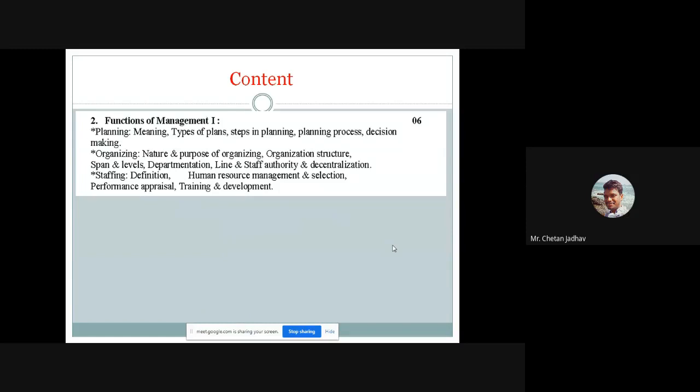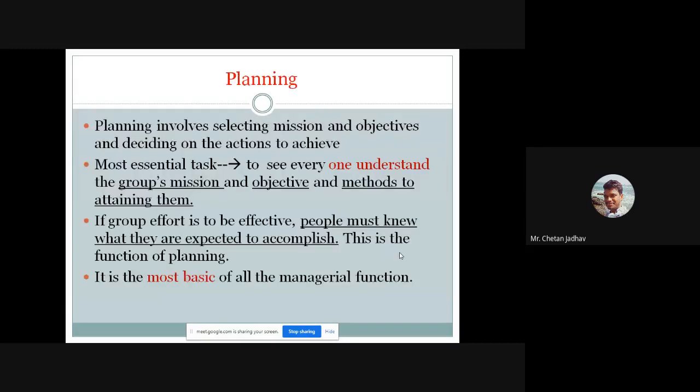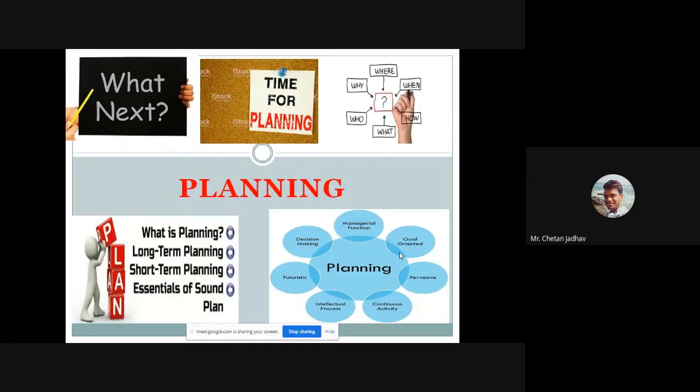Then staffing: its definition, then the HR department, then selection, then performance appraisal of each and every employee and manager, and the training department and development department. First of all we will see only the planning point. Now you can see this first slide.